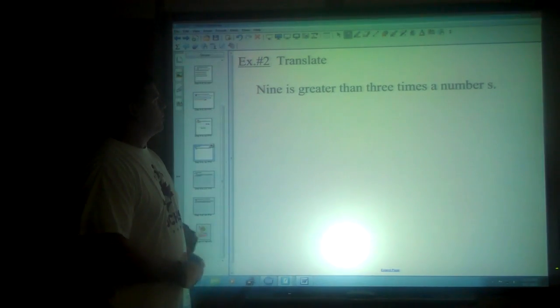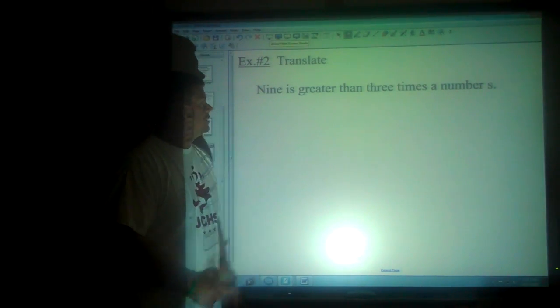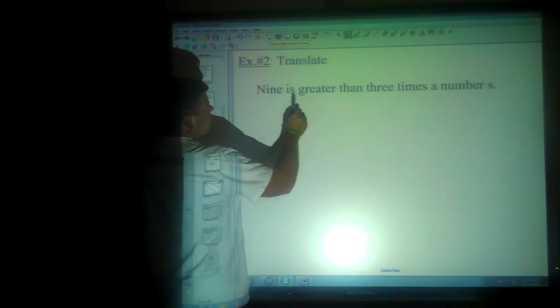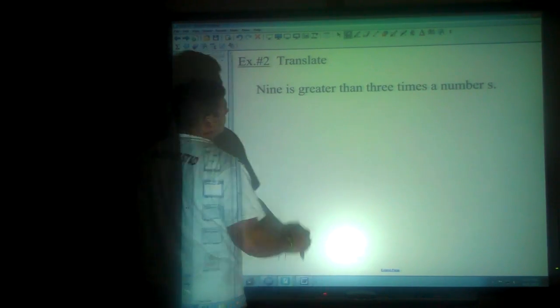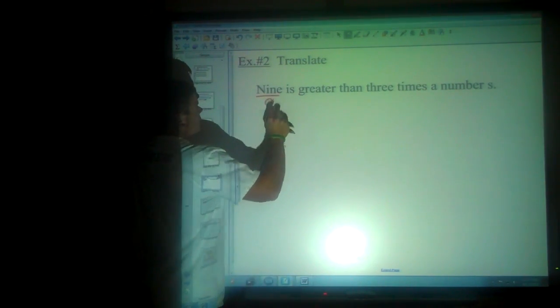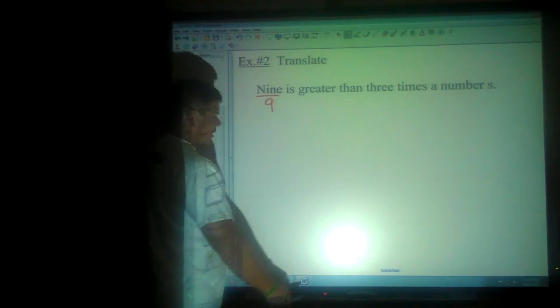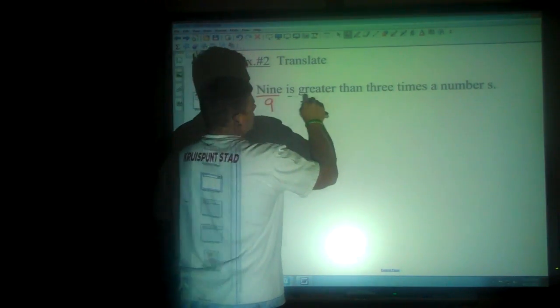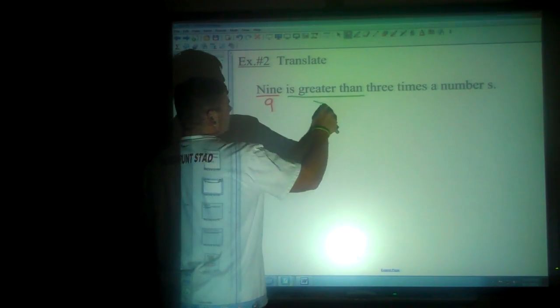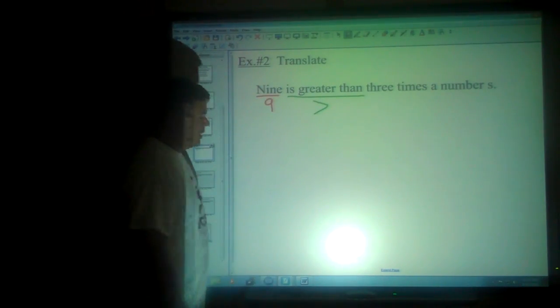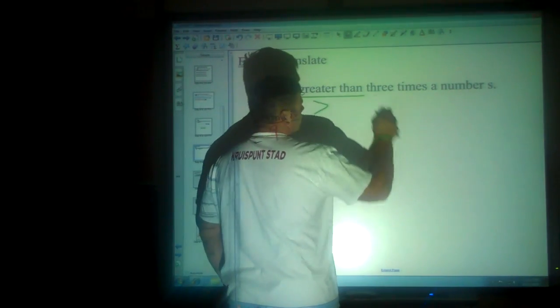Alright, second example. Translate this entire phrase. Well, as we go through it, I like to look for things that I know, like the word 9 is going to get translated into the number 9. The phrase "is greater than" makes me think of that inequality. It's greater than what? It's greater than 3.